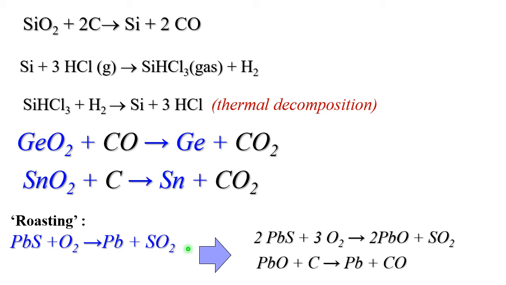It does not describe the whole picture. In fact, lead sulfide reacts with oxygen to make lead monoxide and SO2, and then lead oxide in turn is reduced by carbon to make metal lead and carbon monoxide. Roasting reflects the fact that carbon-containing fuel is used to roast lead ore.